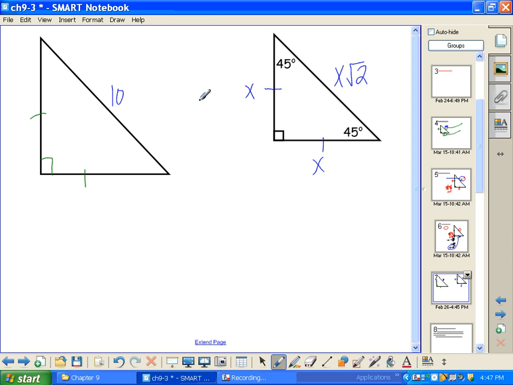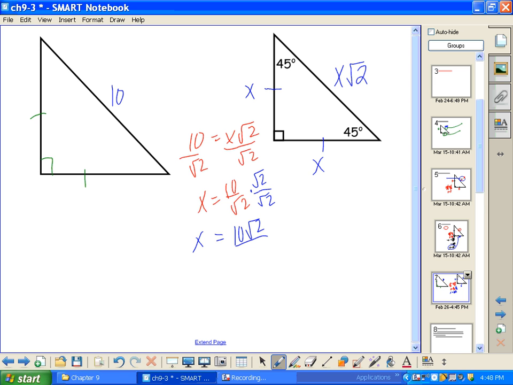Okay, so what we're going to do is take 10 and set that equal to x radical 2. Divide both sides by radical 2. And I know I cannot leave my radical 2 in the denominator, which means I need to multiply both the numerator and denominator by radical 2. When we do that, we get 10 radical 2 over radical 4, which is 2. So now 10 divided by 2 is 5. So my x is equal to 5 radical 2. And that is the length of the leg.